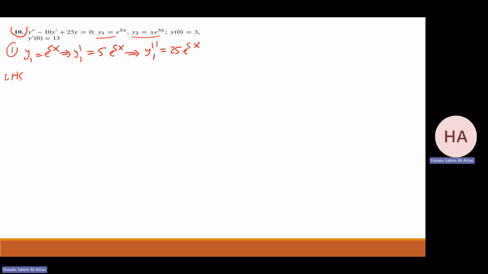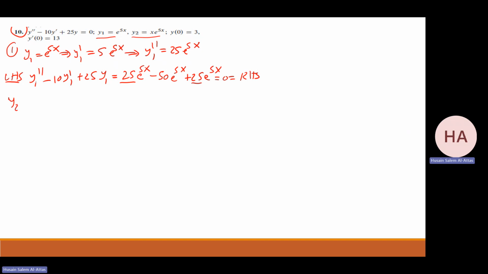Okay, left-hand side, y1 double prime minus 10 y1 prime plus 25 y1. That will be 25 e to the power 5x minus 10 times 5, which is minus 50 e to the power 5x, plus 25 e to the power 5x. So 25 plus 25, 50 minus 50. That is 0, which is the right-hand side.